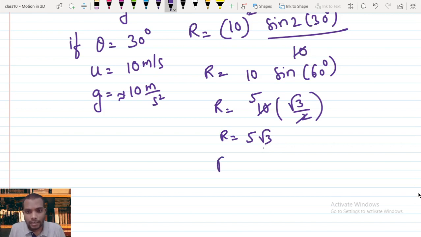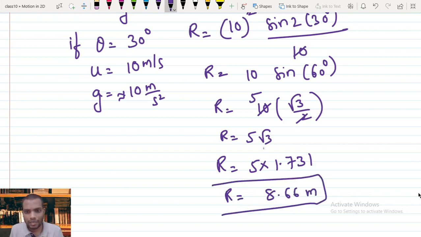So the value here, r equal to 5 times root 3, is approximately 8.66. So here the horizontal range is in meters. So what happens if I change theta?